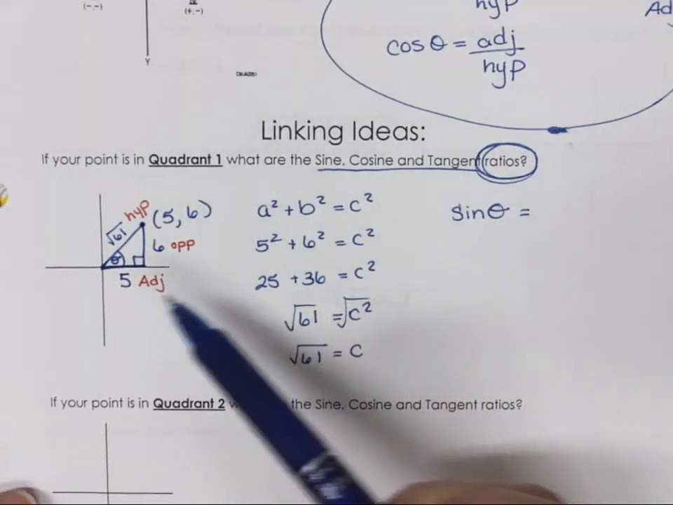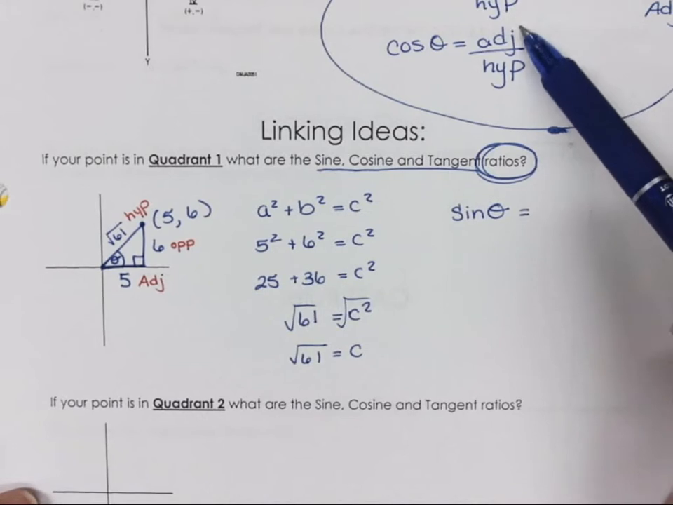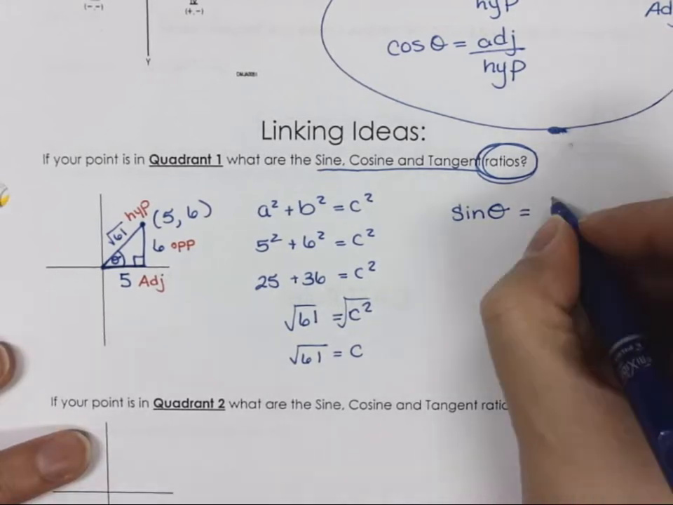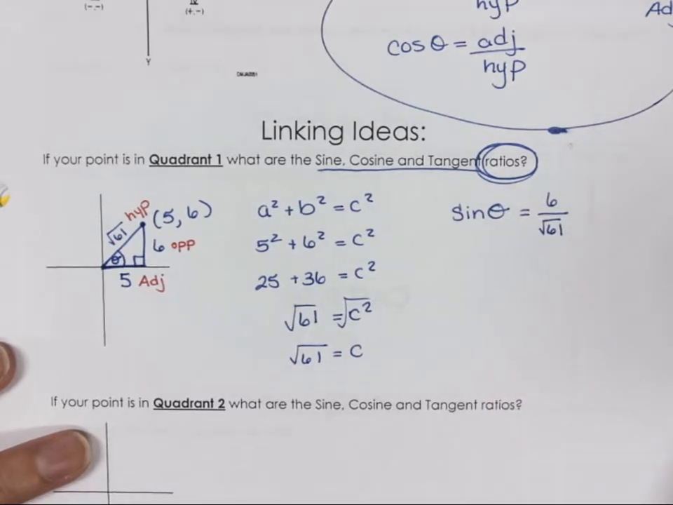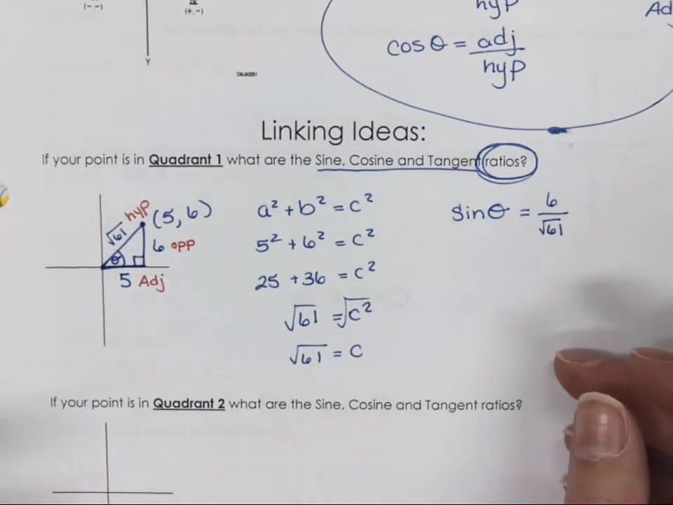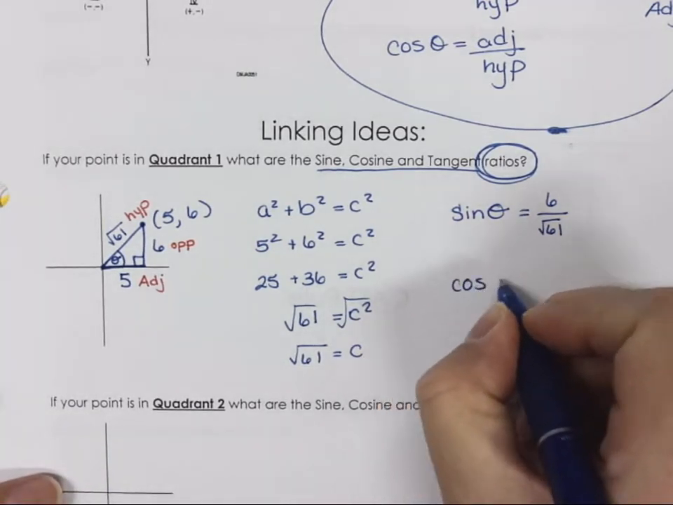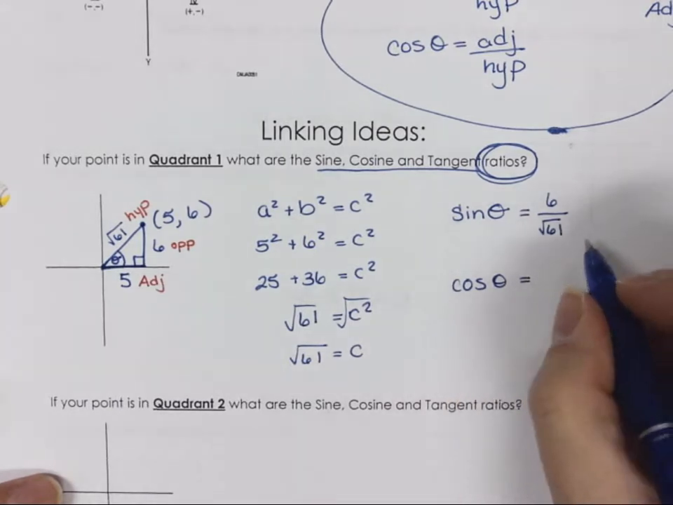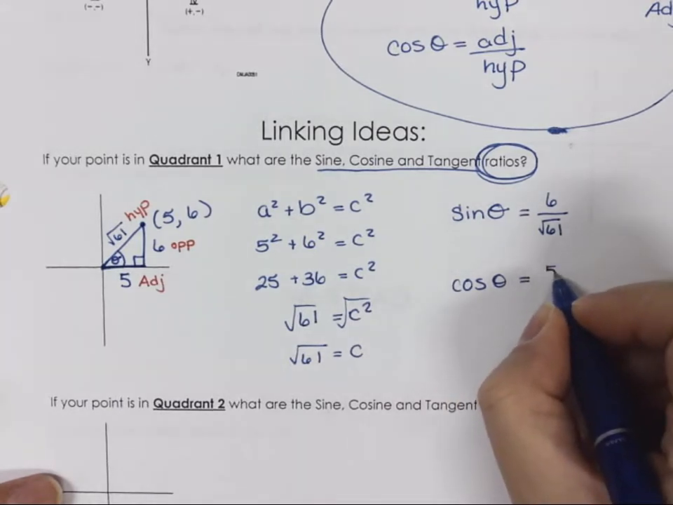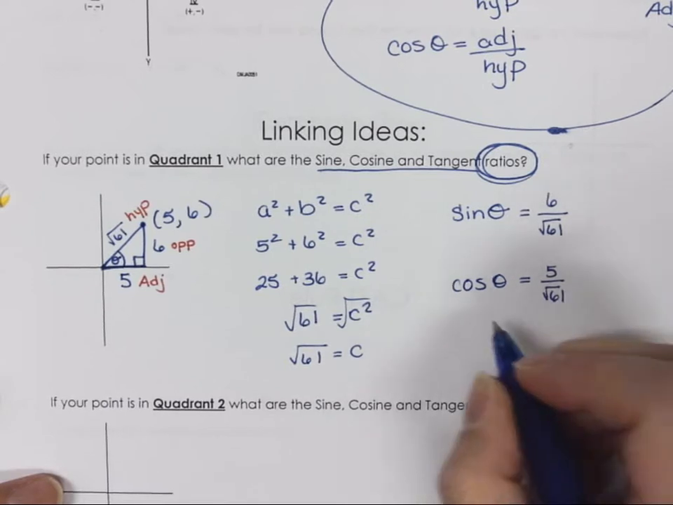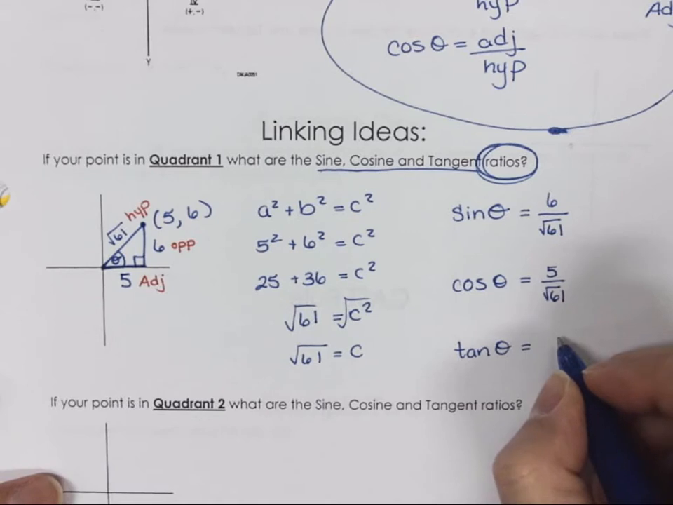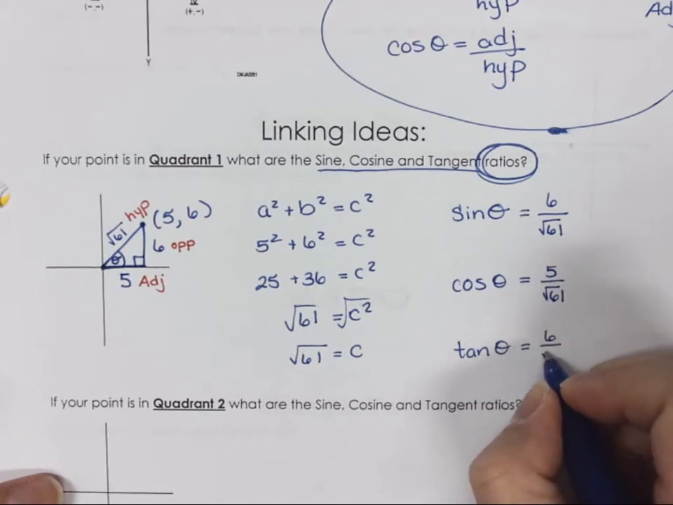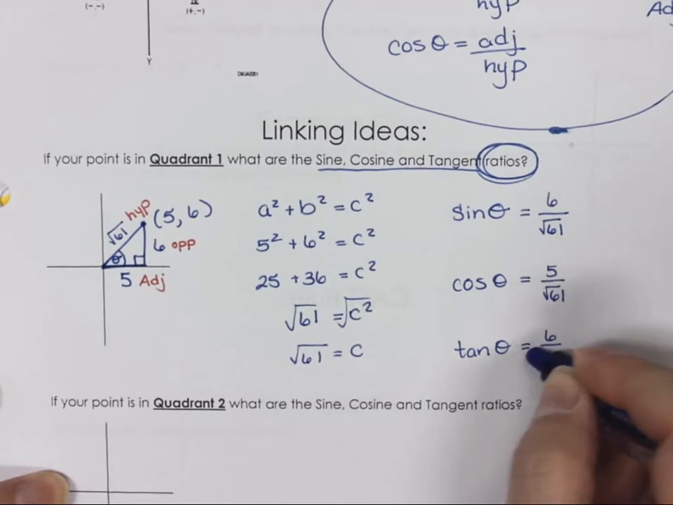I usually label my sides before I do my trig ratios, just because to me it's easier to see them. Okay, so sine is opposite over hypotenuse. So we're going to write 6 over root 61. You can rationalize the denominator, but you do not have to. So cos of theta is going to be 5 over root 61. And tan of theta is equal to 6 over 5. Ooh, I was going to put root 5. Don't know where that came from.